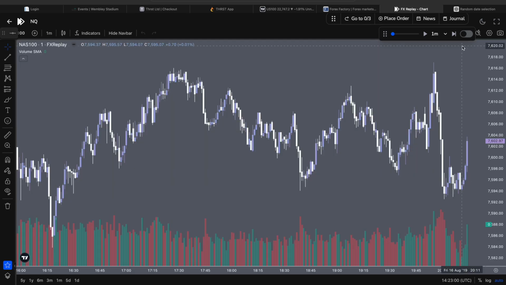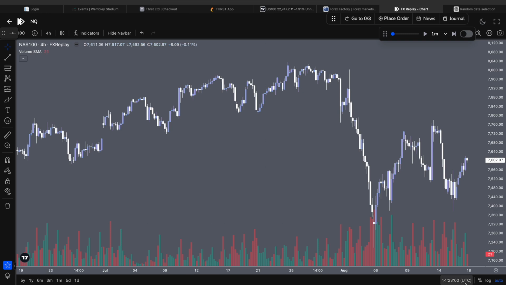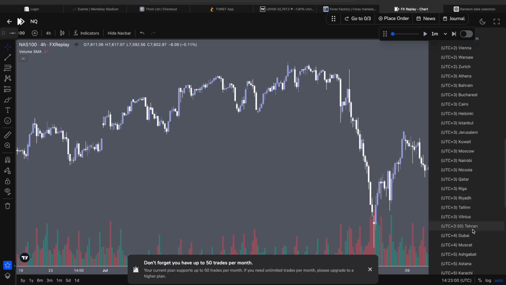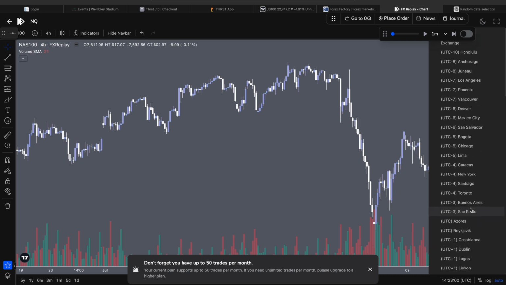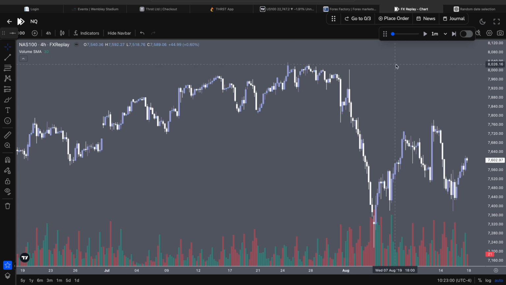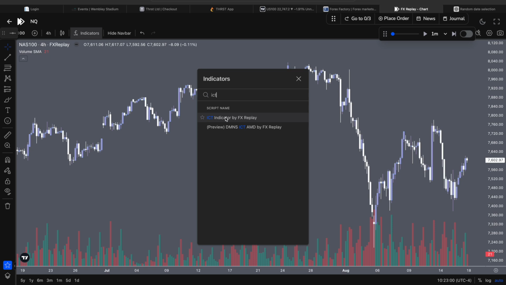So before we start, I like to change my time zone to New York, which is UTC -4. And then I also like to add a few indicators, which would be session indicators, just so I can see.